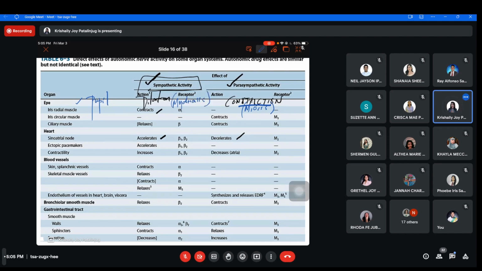Okay? So yan po yung action, no? Sympathetic versus parasympathetic sa organ pupil. Pupil of the eyes. Okay, next. Sige, let's have the heart, for instance. So, sulat ko, heart. Kapag sa heart, if sympathetic, wag nyo nang i-memorize.